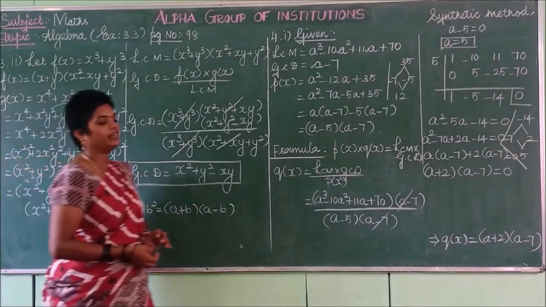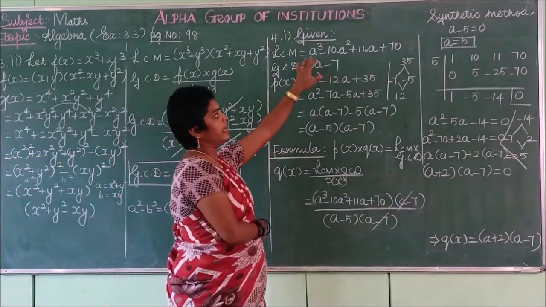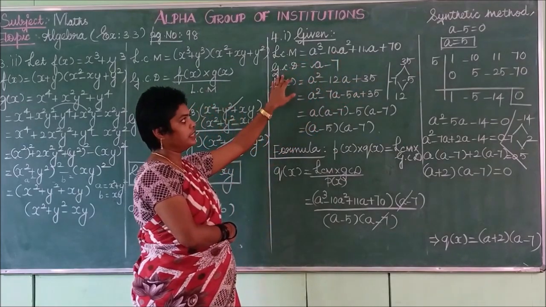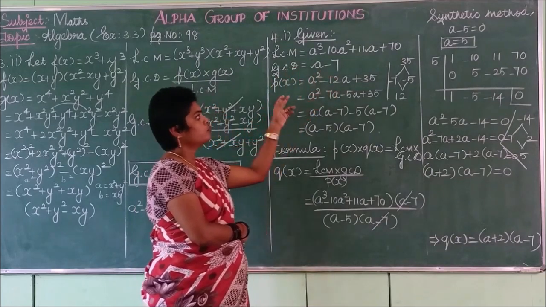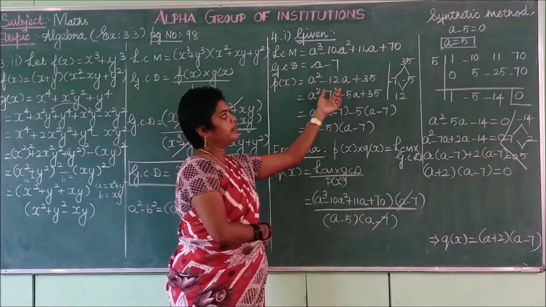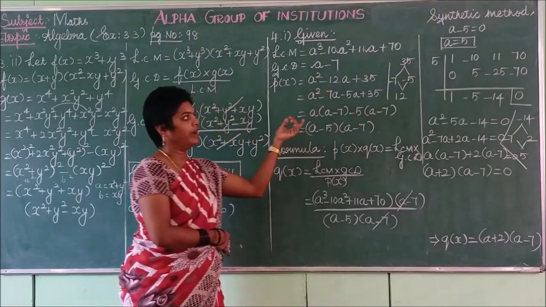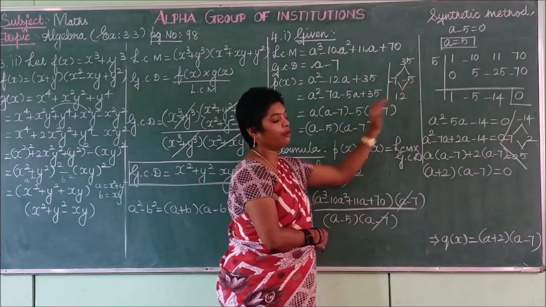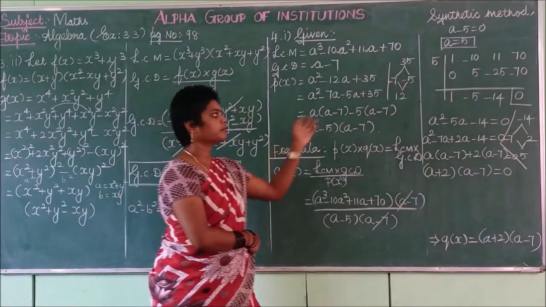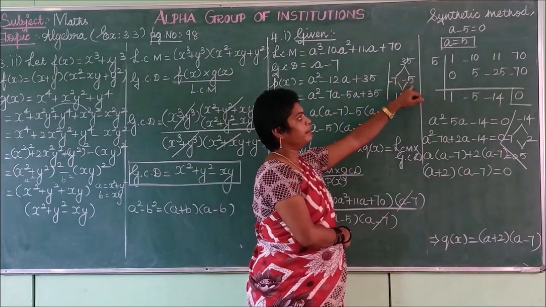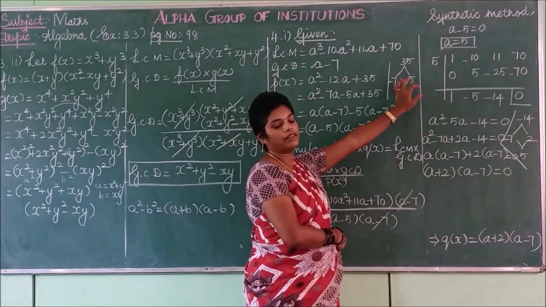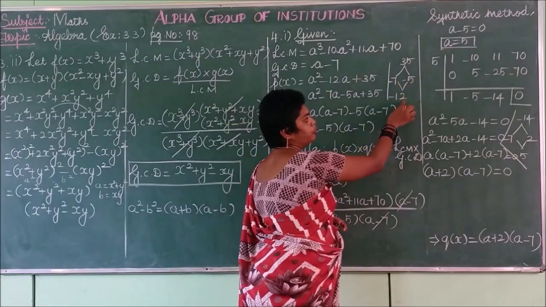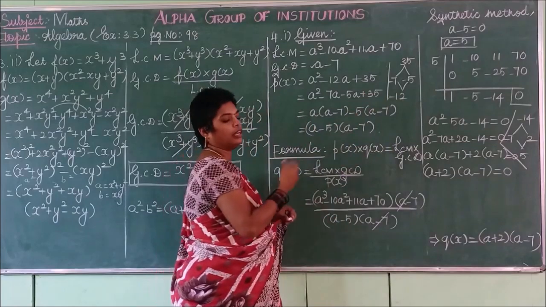So listen, what are the given contents? Our LCM is a cube minus 10a square plus 11a plus 70. Then GCD is a minus 7. So P of x is a square minus 12a plus 35. First you have to find the factors for this. If you multiply any two values, you get 35. If you add the values, you get 12. What are the values? Minus 7 and minus 5. Minus and minus get plus. 7 fives are 35. If you add these two numbers, you will get the value 12 with a negative sign, because both are negative.